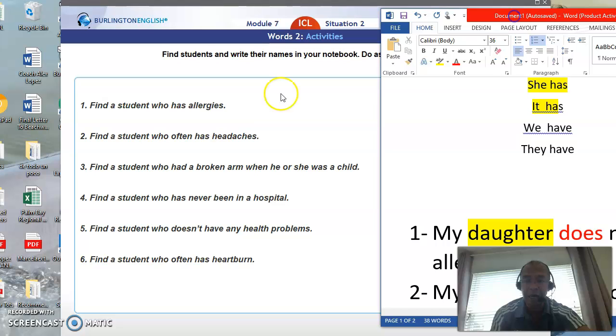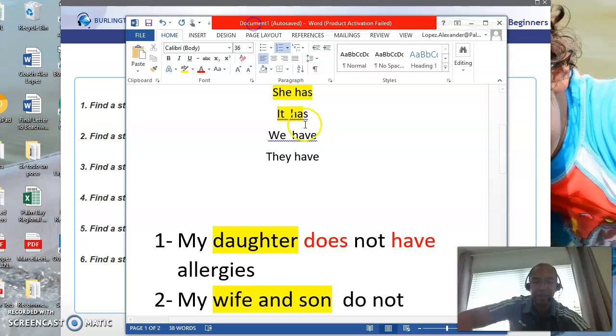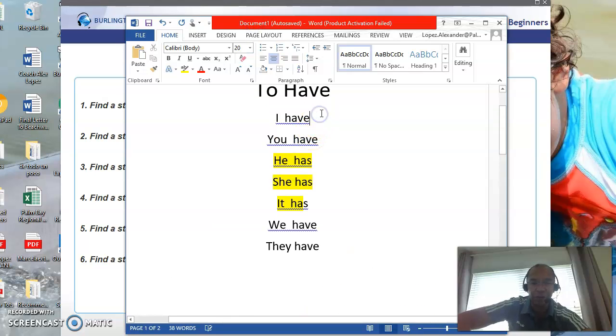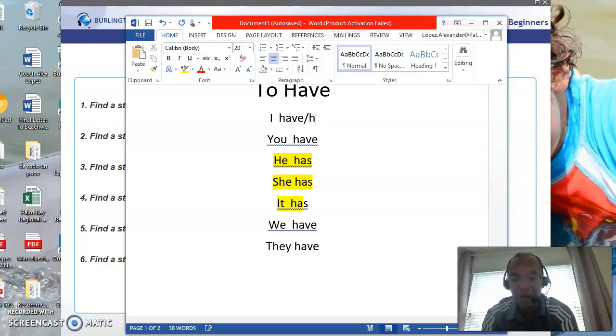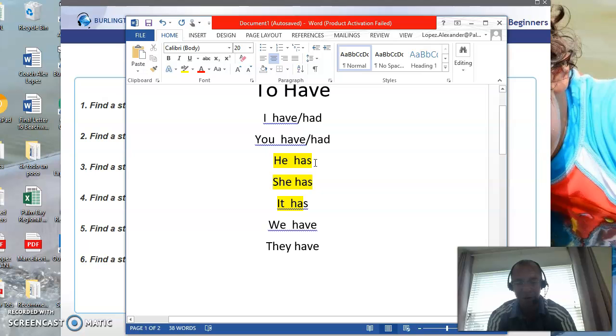find a student or a family member or a friend who had a broken arm when he or she was a child. Was in the past tense. Had, past tense. So when you're referring to the past tense, you change this form to this. I had will be past tense of have. You had would be the correct form of that verb.